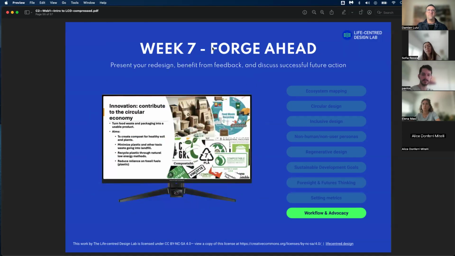And then on the last week is when you present back your life-centered redesign and you get feedback, and then we sort of end up talking about how do we take it forward into our work and how do we keep it going. I've developed some tips over the last few years on how to do that, how to get into your workflow and how to advocate for it as well.